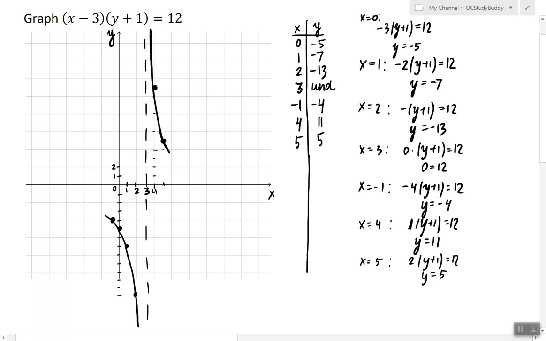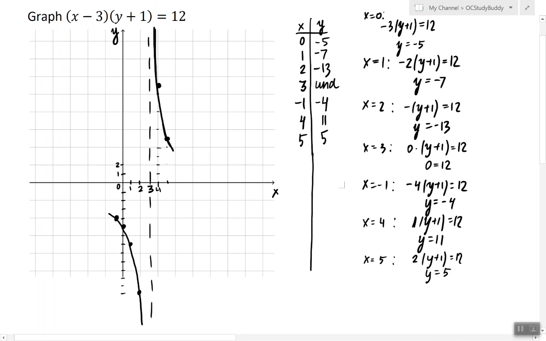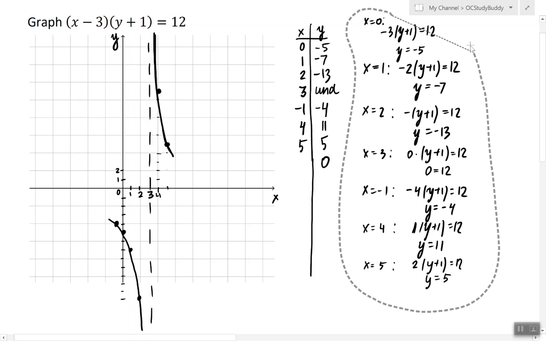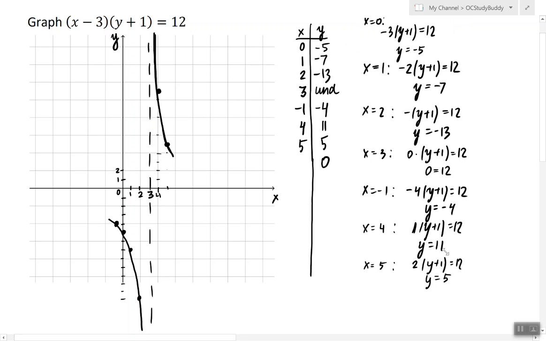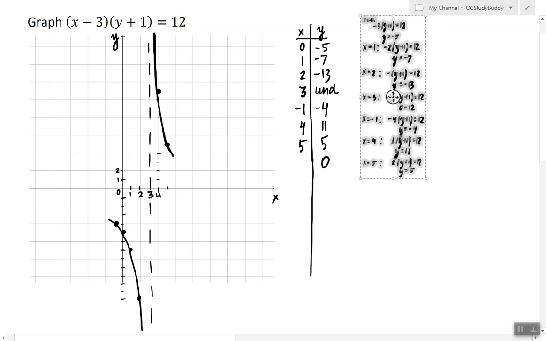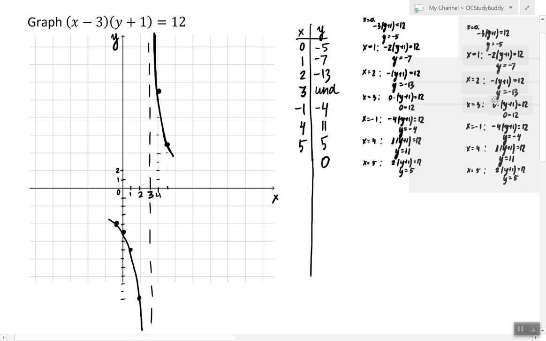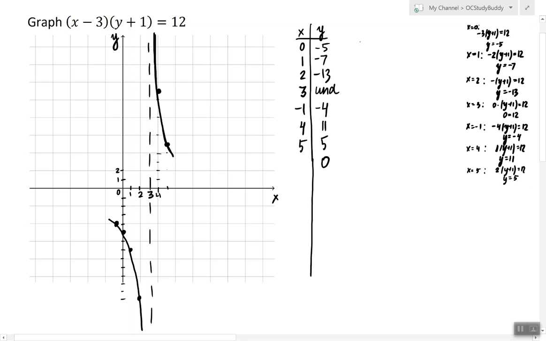Now, we can continue with picking x values, but we can do the same type of analysis with y values. So what happens when y is equal to negative 1? Or let's find out what happens first when y is equal to 0. So when y equals 0, we have the following equation.